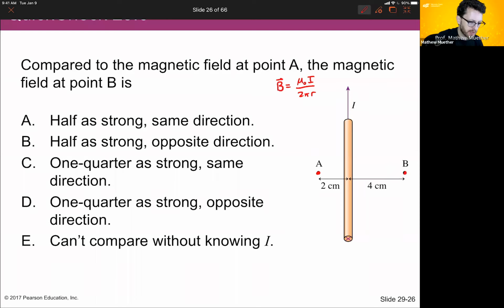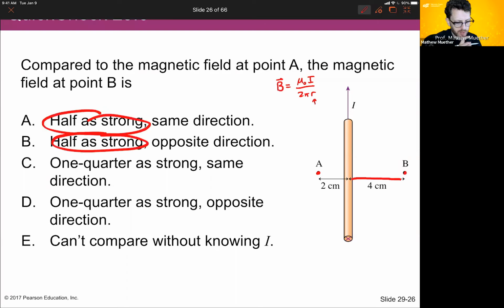Well, first of all, I can tell the magnitude, right? As r increases, the magnitude of B decreases. And so if I'm twice the distance away, I have to go down by a factor of 2. So it should be half as strong. So it's either A or B.